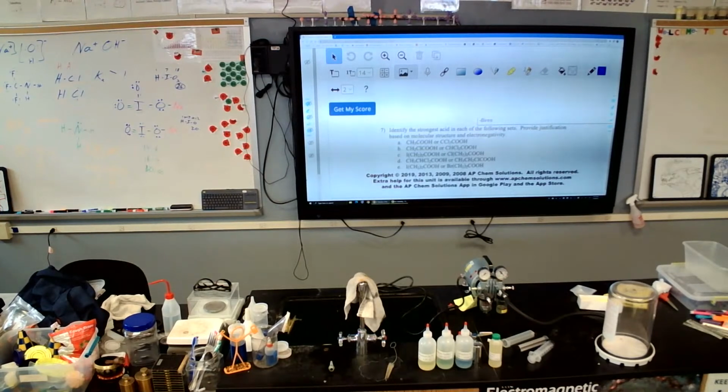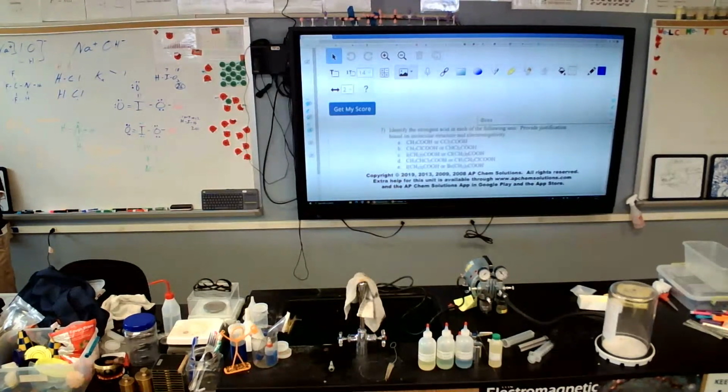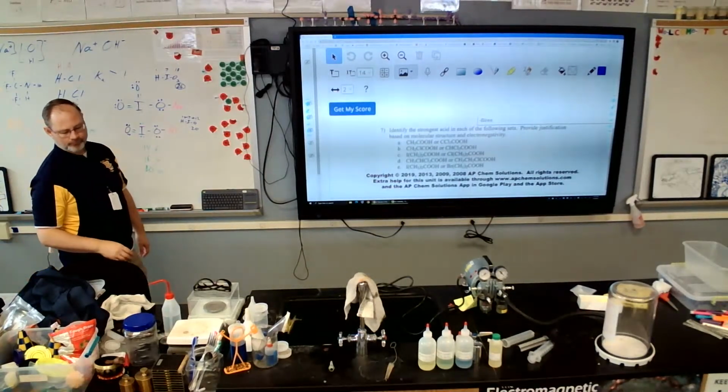Which is like water. Yeah, exactly. So if you have water and you put in an acid that's stronger than H3O, that's stronger than water, it's going to behave like a base. If you have water, put in a base, it's going to behave like an acid. It's just because it has hydroxide.